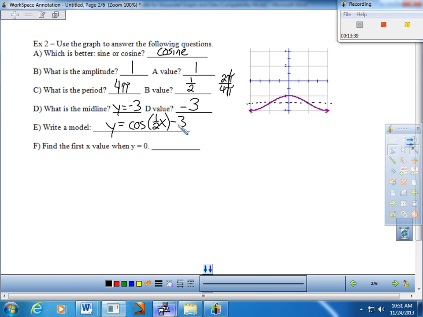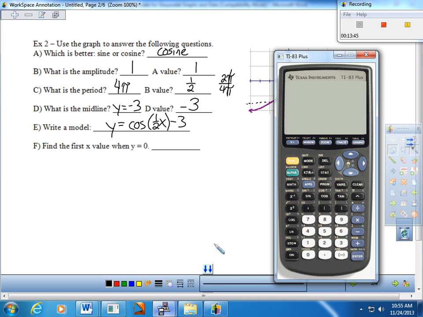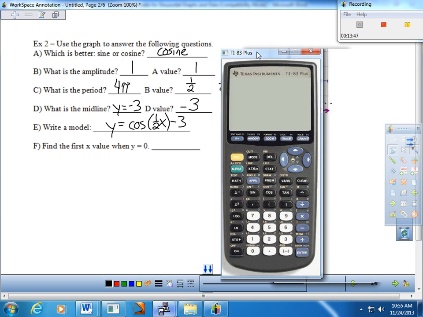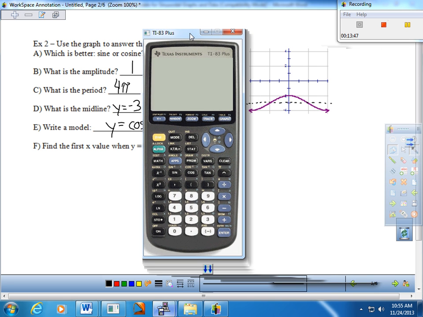Awesome. Let's check it out just to see. I like going side by side here. Take a look at yours just to make sure it's clicking though. And I go to my y equals. And what did we say here? Cosine 1/2 x -3. I'm going to hit graph. And notice it matches up quite well. All right.